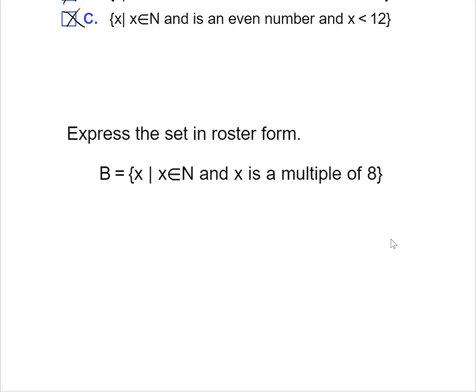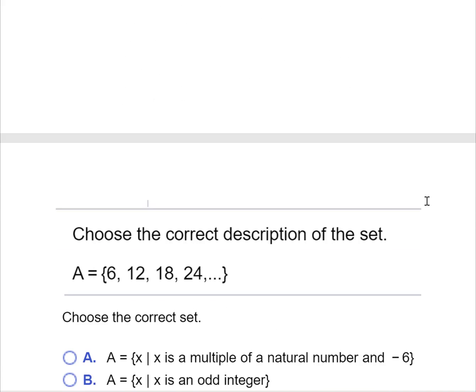My second example gives me a set, and it's in set builder notation, and it wants us to put it into roster form. So remember, roster form is going to be written like this, and we're going to say x is a natural number and it's a multiple of 8. So the first number that's going to be in there is 8, and then they're multiples, so it's going to go to 16, 24, 32, and then we're going to put our ... to indicate that it continues in the same fashion.